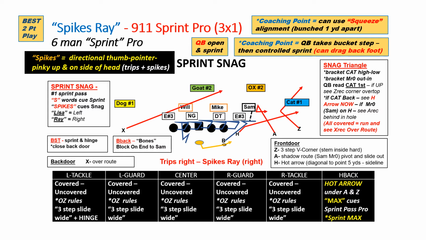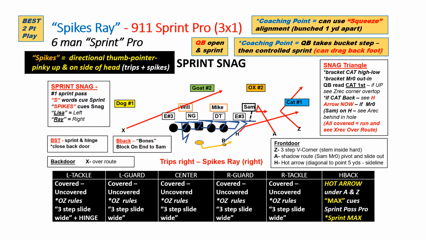If we want to go to our sprint game, we're still going to use that same Aussie Pro protection, but now this is a great, what we call a sprint snag route concept. The Z is going to run a 3-step V corner, where he's going to run like he's running hot over inside, and then on that 3rd step, plant hard and get behind the corner. The A is going to do what we call a shadow route, where he's going to go inside and shadow the outside hip of the defender over the H.